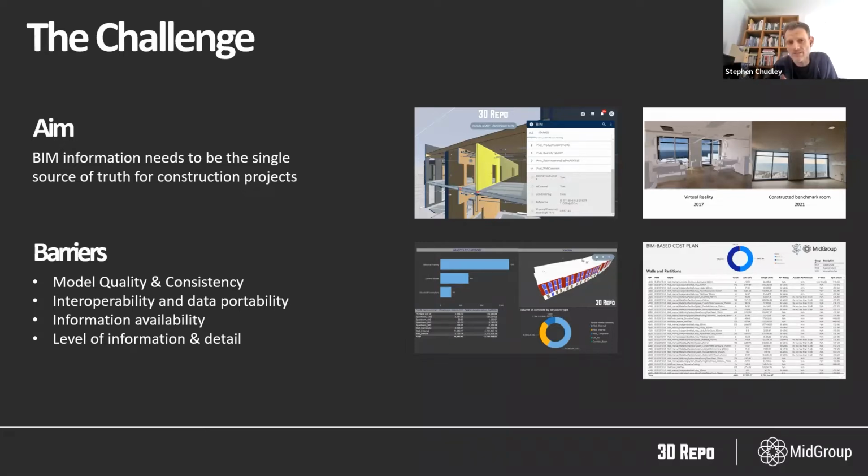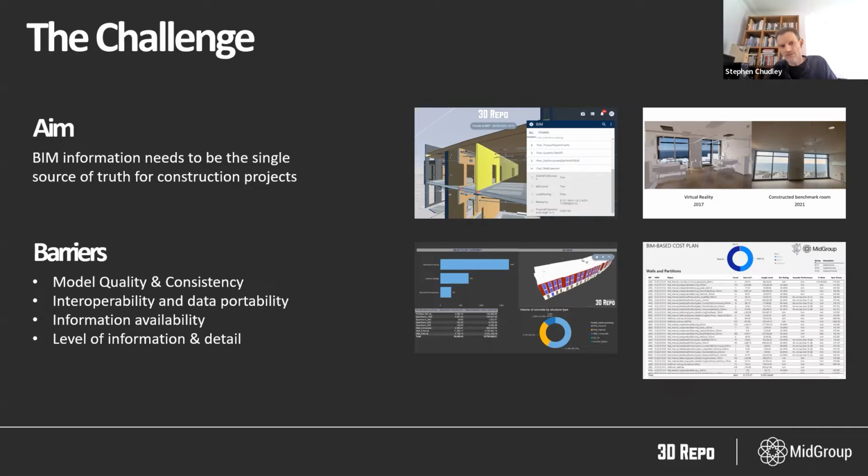So we've had some successes, but there are still barriers and there are still issues that we see with actually getting the real construction data into the hands of our site teams and our suppliers and our supply chain. And those barriers tend to be around model quality and consistency. So making sure that absolutely everything that we ask for in our EIRs and BEPs is included in there. Interoperability and data portability is also an issue.